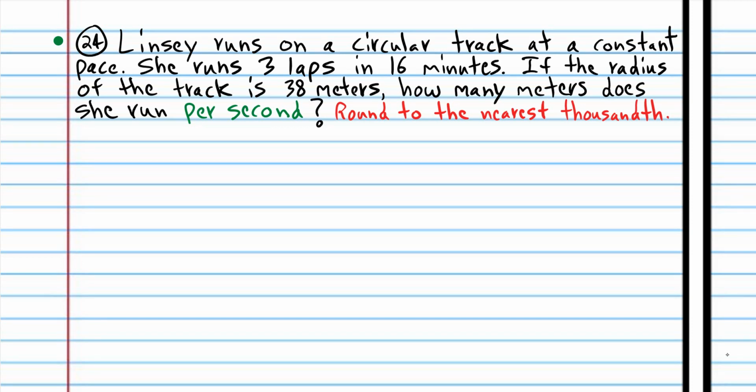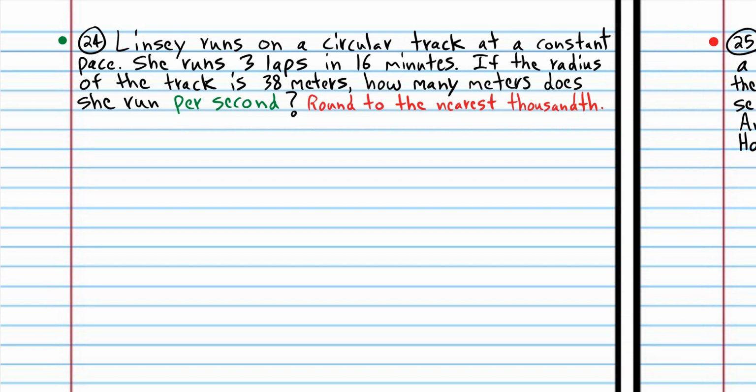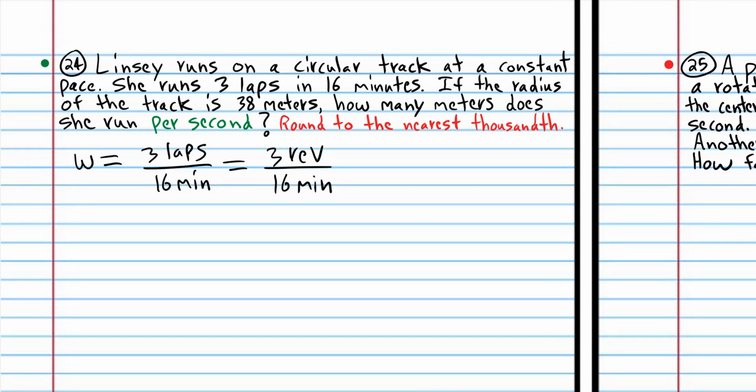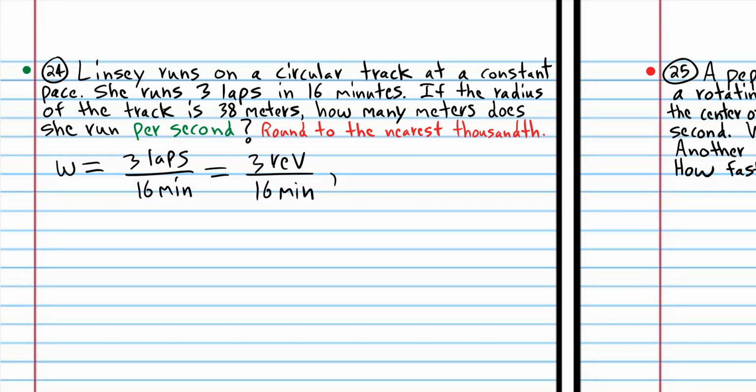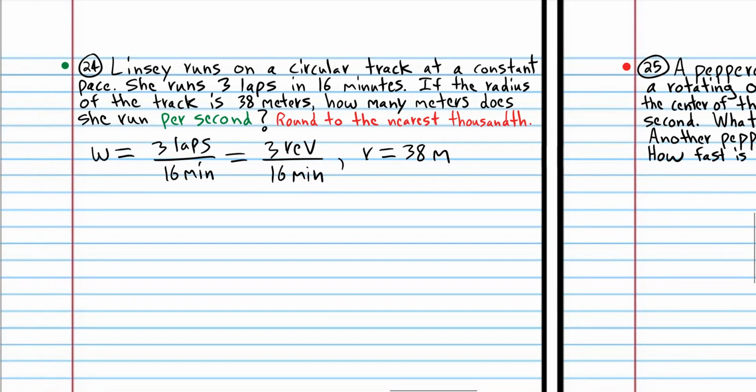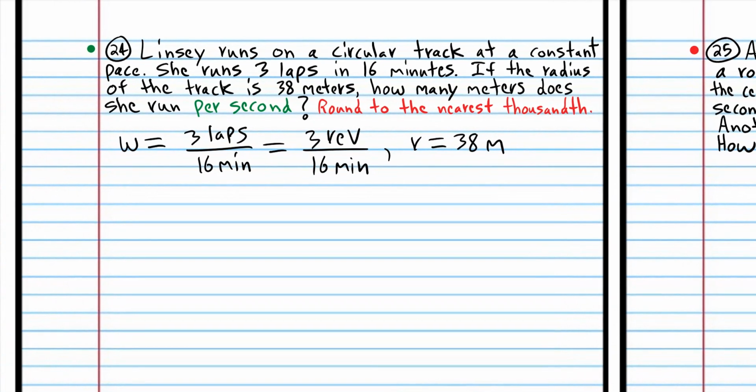Okay, we're back. She runs 3 laps in 16 minutes, so that is the angular velocity. 3 laps in 16 minutes. But laps are the same thing as revolutions. So we have the angular velocity, and we know the radius is equal to 38 meters. So the first thing we need to do is convert to radians per minute. We have revolutions per minute. We need radians per minute.